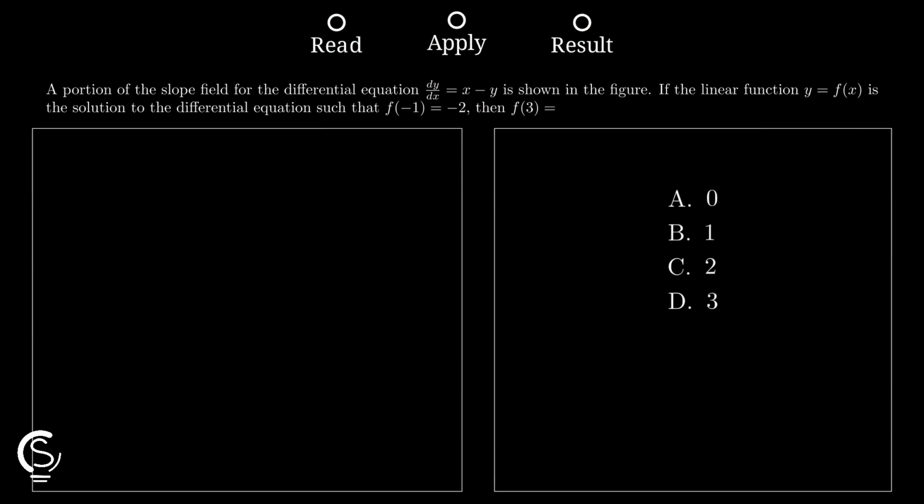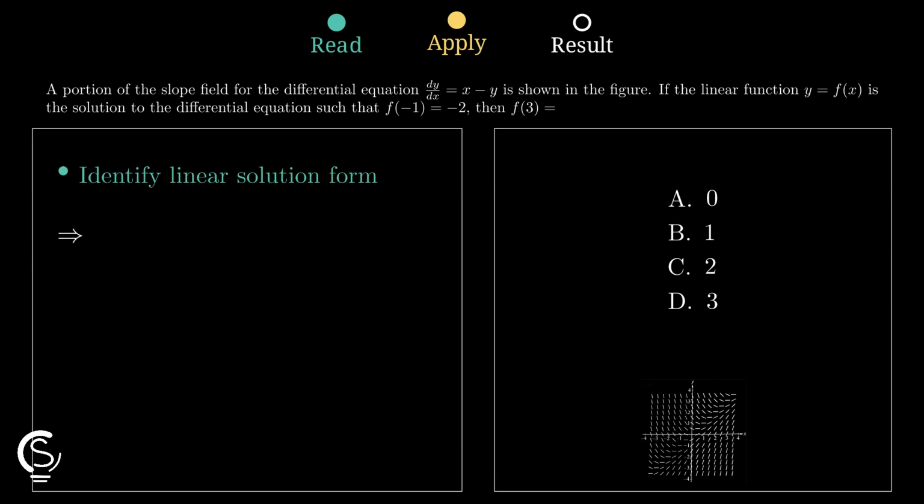First, we assume the linear solution takes the form y equals mx plus b. Since it is a solution, its derivative m must equal the given expression x minus y. Next, substitute y into the equation. m equals x minus the quantity mx plus b. For this to hold for all x, m must be 1 and b must be negative 1.